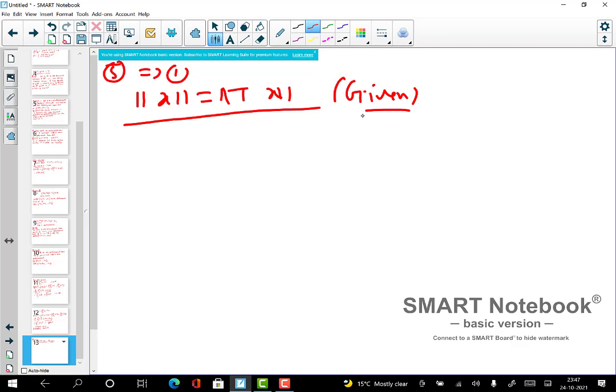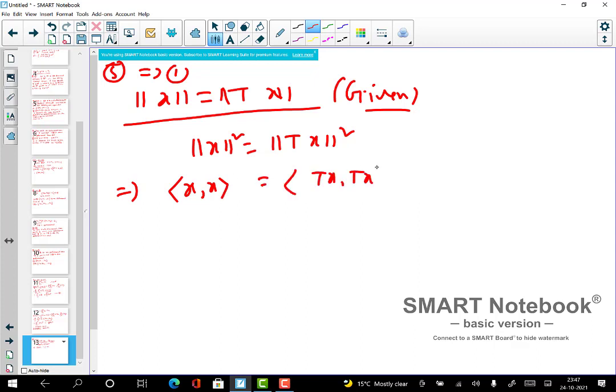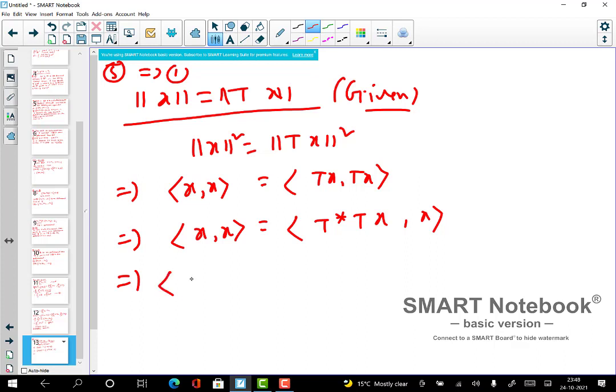Okay, then if this is an isometry, then what you can do? You can start with the fact that you can take the square, and this will be again this, right? On the left hand side will be the inner product of x with x, and this will be the inner product of Tx with Tx. And that will be nothing but the inner product of x and T star T of x, right? This is for all x. So what does that mean? That means the inner product of (I minus T star T) of x with x equal to 0 for all x belongs to V.